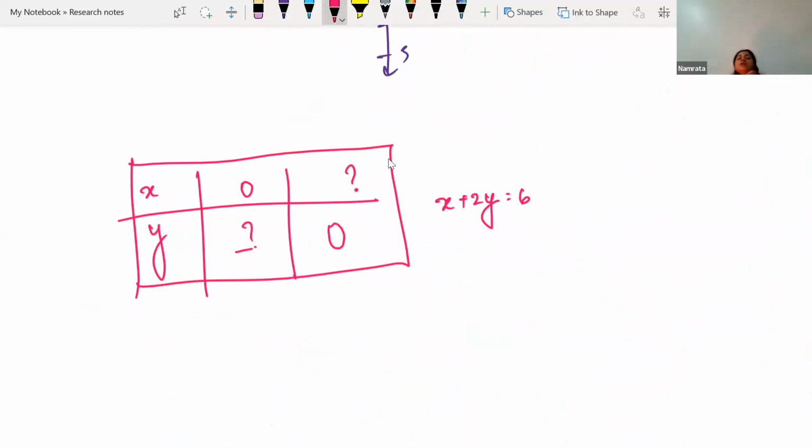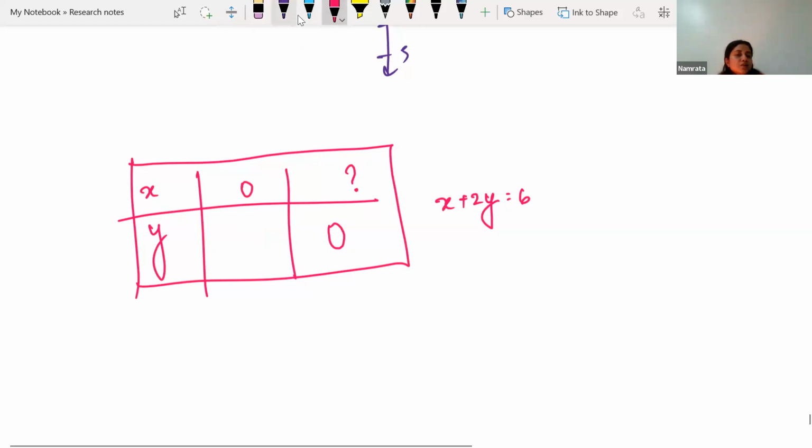When you have to do it quickly, there is a shorter method which says that rather than finding 3 or 4 points, you can find only 2 points and plot the graph. But the condition is that while finding those 2 points, you cannot take any random x value or y value. You have to take x as 0 and find the y value, and for the other one, take y as 0 and find the x value.